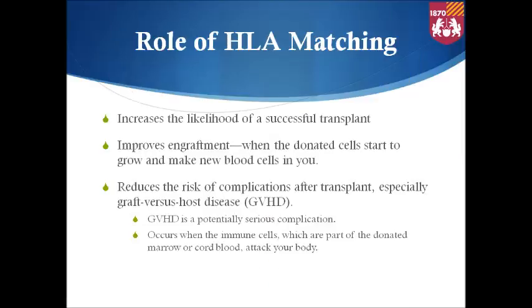So the role of HLA matching is to increase the likelihood of a successful transplant. It improves engraftment, which is when the donated cells start to grow and make new blood cells in the patient. And it reduces the risk of a significant complication of a transplant called graft versus host disease. This can range from a mild rash to potentially serious complications, and it occurs when the new immune system of the donated bone marrow starts attacking the patient's body. And this is one of the things that we always try to prevent when we do an allotransplant.